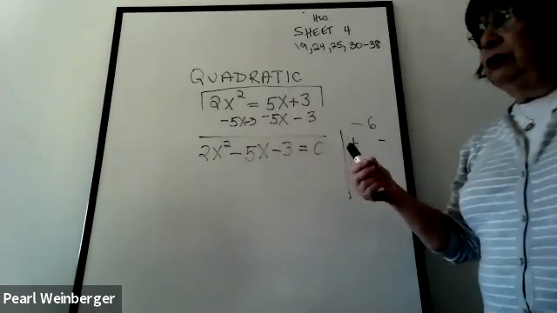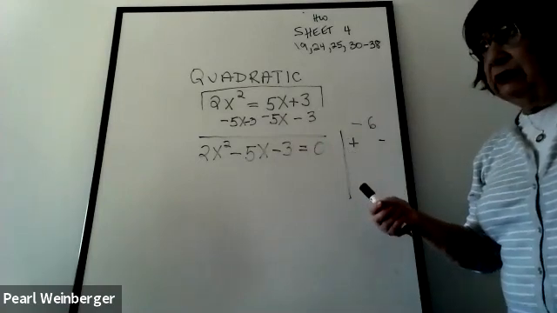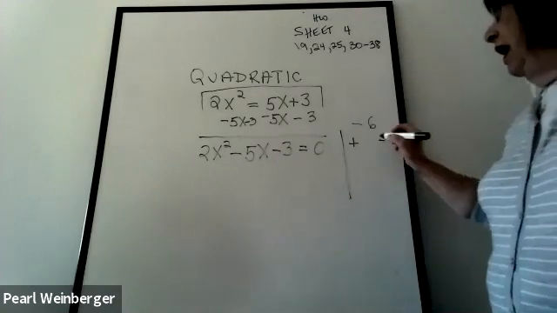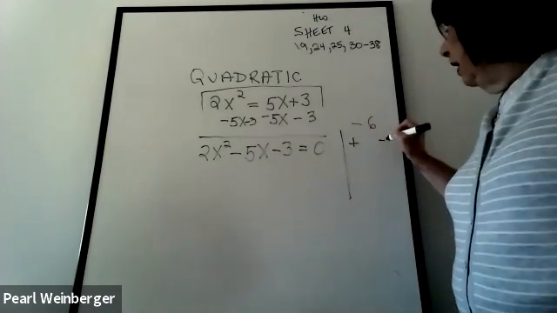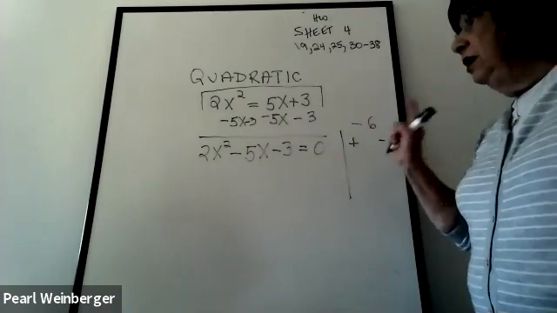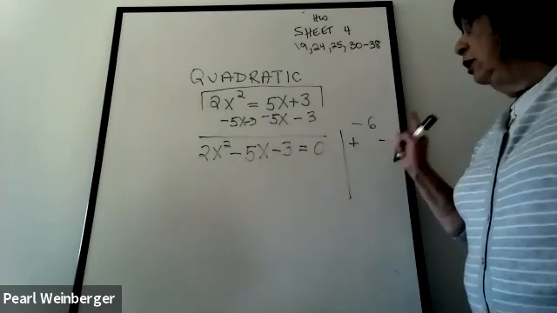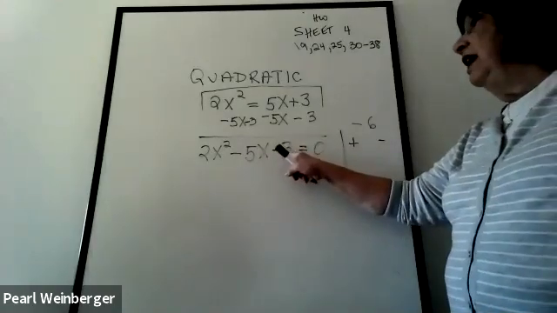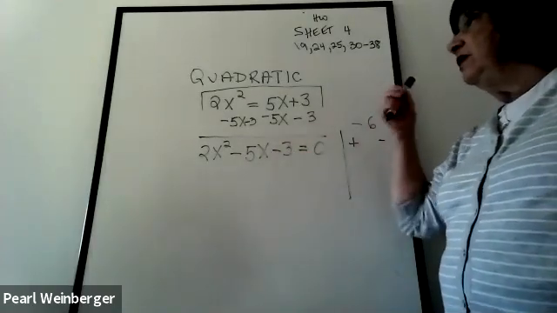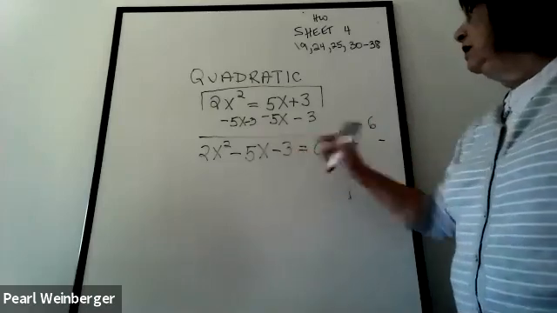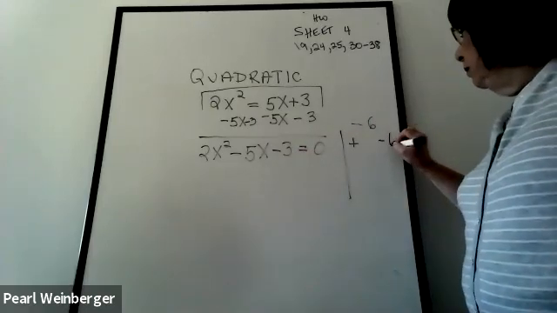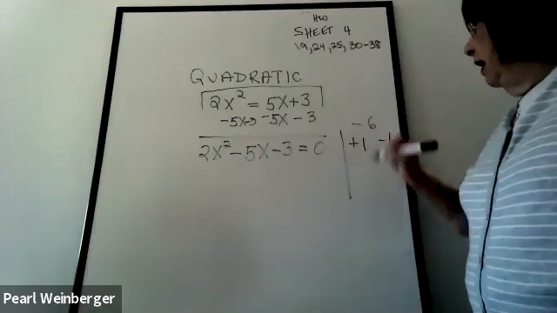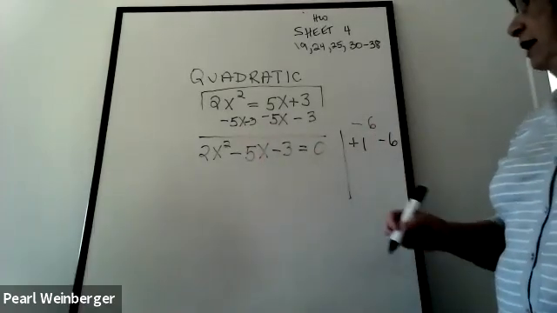Two numbers that multiply to 6, but when you subtract them give me 5, has to be 6 and 1. Notice, don't make the mistake of saying it's 2 and 3. 2 and 3 add to 5, but we need numbers that don't add to 5. This is a minus, so they have to subtract to 5. It has to be 6 and 1. And since the middle term is negative, the larger number, the 6, is going to be the negative, and the 1 is going to be the positive.